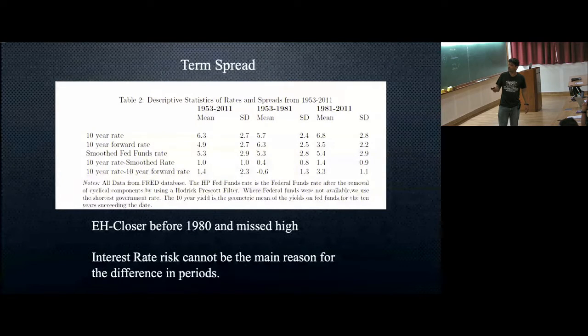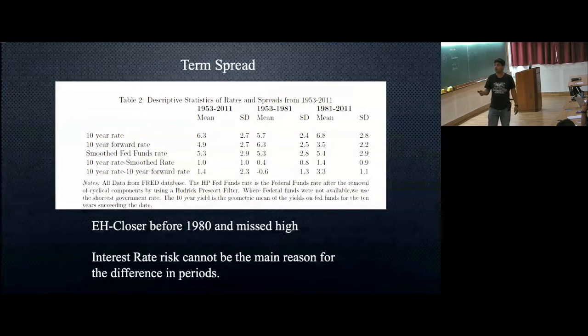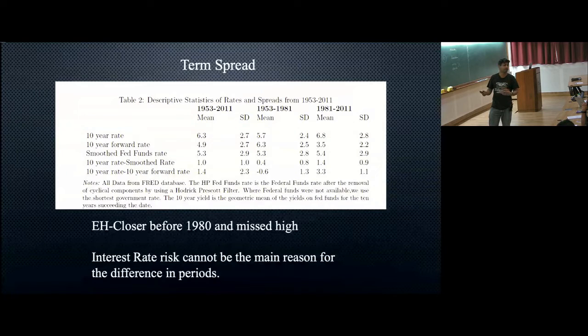Yeah, so take a look at this particular number. This is the 10-year rate minus the 10-year forward rate, which is to say this is a measure of the extent to which you have a premium placed on any particular asset because you're holding it for a longer period. But between 1953 and 2011, that was at about 1.4%. 1953 to 1981, you can actually say that it was roughly around zero.